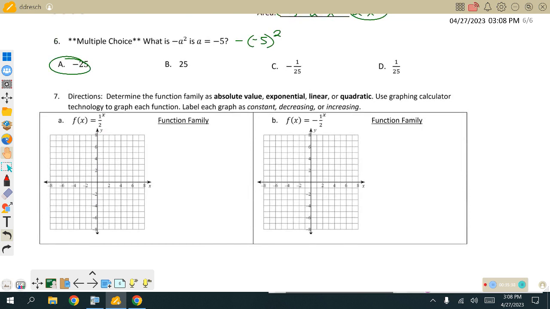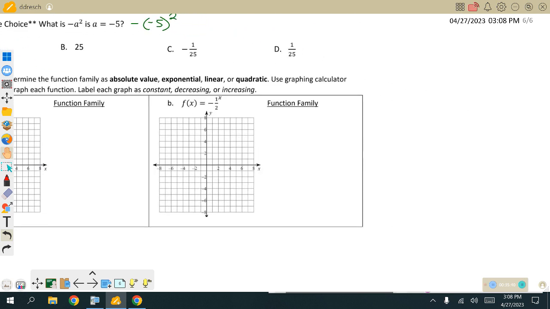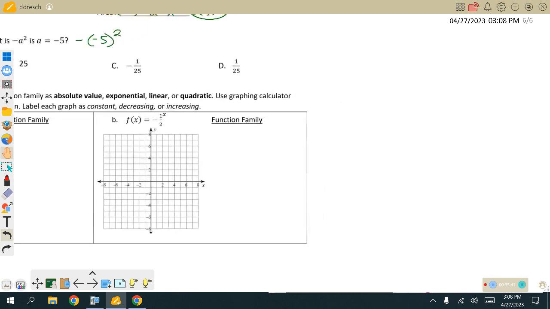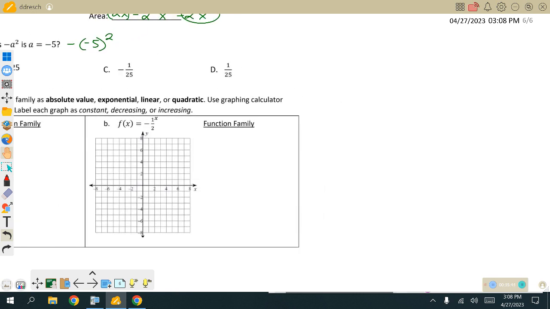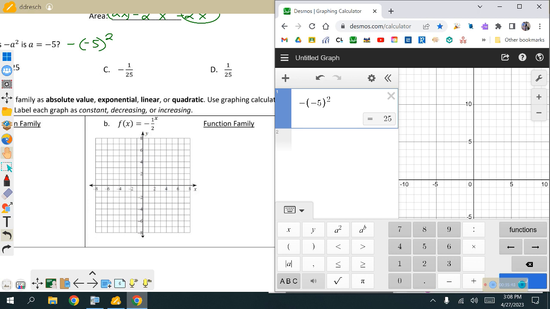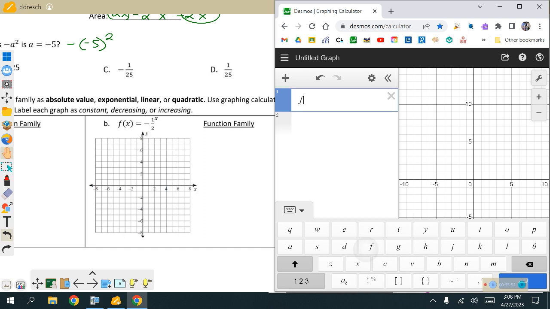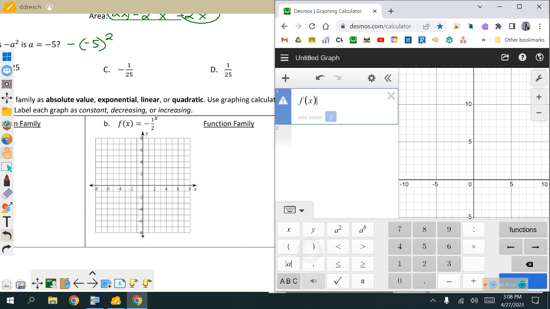Let's do letter B as a last reminder. Again, what's on your paper better be exactly what's on your calculator. -1/2 to the x. So I'm going to go right to my calculator. I see it says f of x. So I'm going to go f of x equals, negative fraction 1/2, and it says to the x power.